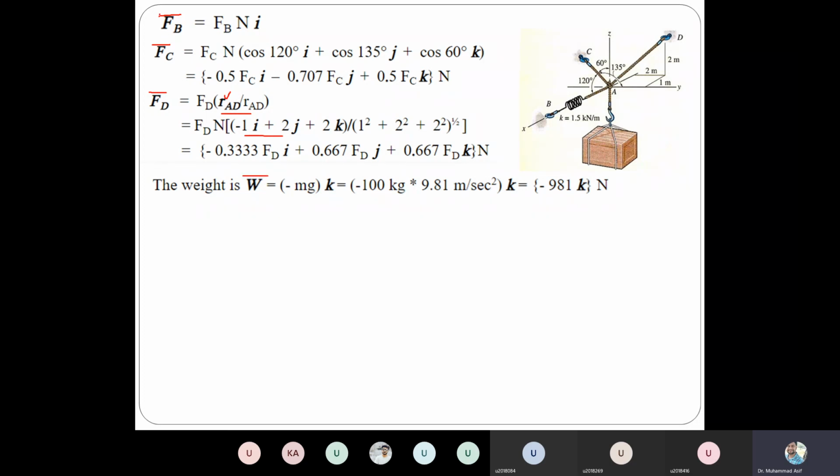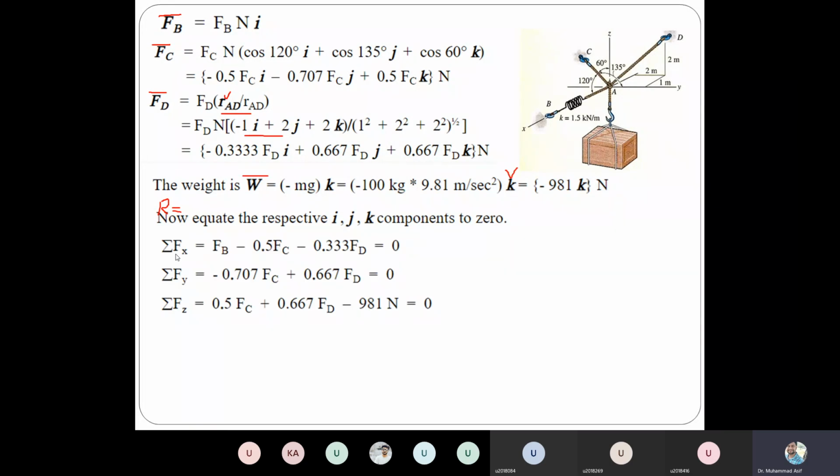So now we have all four forces: one known force and three unknown forces, all in vector form. Now we can calculate the resultant force by adding up all the forces. In order to satisfy the condition of equilibrium, we have to equate the i components, then the j components, and then the k components for all four forces. In other words, the first condition is that the sum of all Fx is equal to 0.